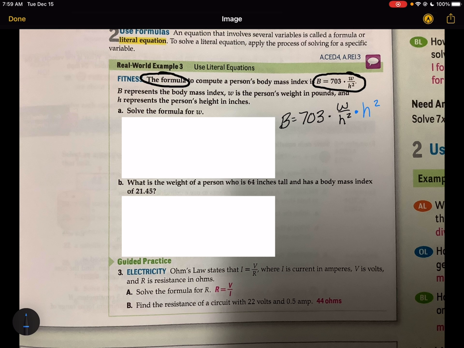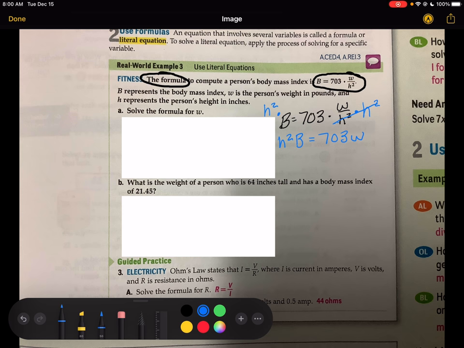The reason I don't have to multiply 703 by H squared as well is because it's not a plus or a minus sign between them. That's the only time we have to multiply an extra term by something. So multiply both sides by H squared. That'll cancel here, and we'll be left with H squared B is equal to 703W. Remember, I can take out that multiplication sign because if I don't have anything there, we just assume that we are, in fact, multiplying.